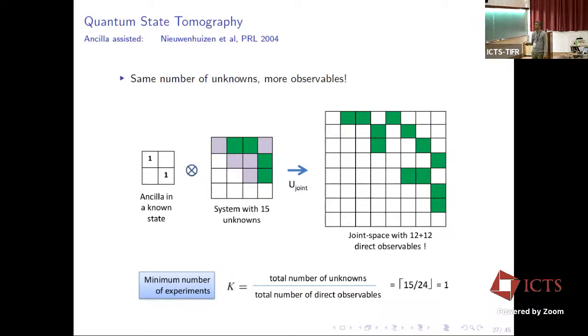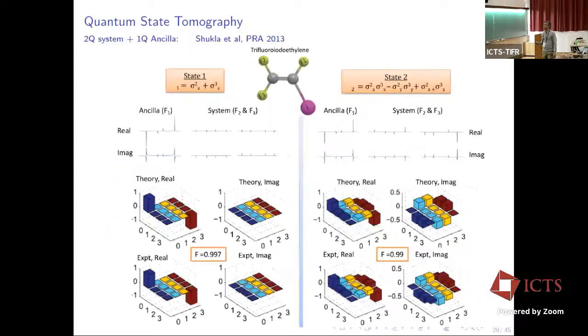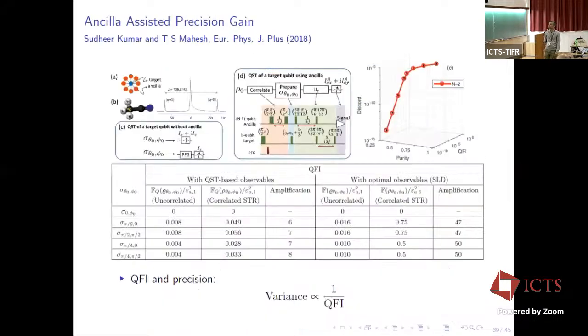In fact, if you have a sufficiently large number of ancillary qubits, you can even achieve single shot reconstruction of the quantum state. So that is the Ancilla assisted quantum state tomography, AQST, and that can be very efficiently carried out. In this case, 2-qubit quantum state tomography is achieved with the help of 1 additional qubit using just 1 experiment. So that will give you the complete density matrix.